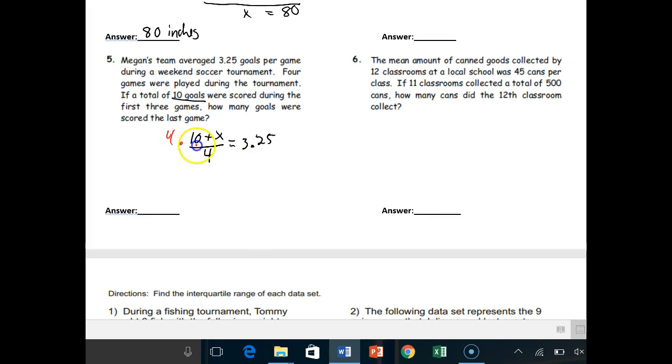We'll say times 4, times 4. We get 10 plus x is equal to 13. We subtract 10, and we get x is equal to 3 goals. Number 6, you will do all on your own.